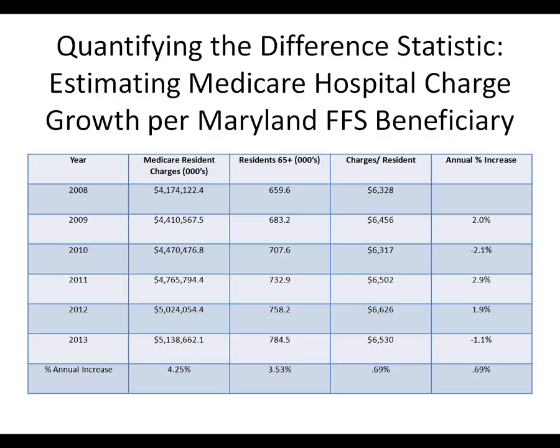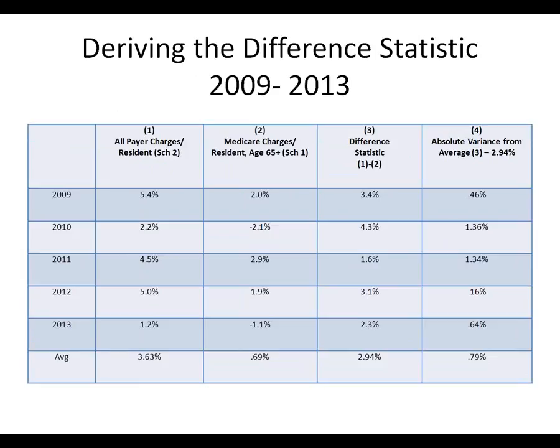Now, over the 5 years, you'll see that the experience in Maryland has been remarkably favorable. That is to say, the annual increase, according to these estimates, is only 0.69%. And again, 2013 is a bit of an outlier with a negative 1.1% increase in that year. Okay, so we are now prepared for the next exciting step, which is to calculate the difference statistic for the last 5 years, and that's done on the next schedule.